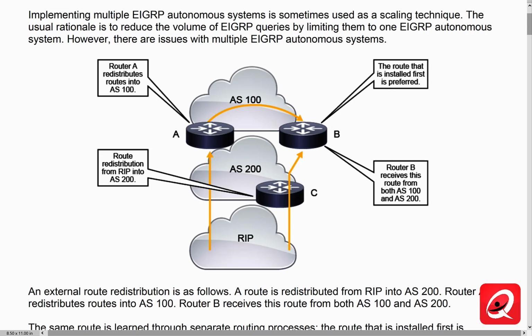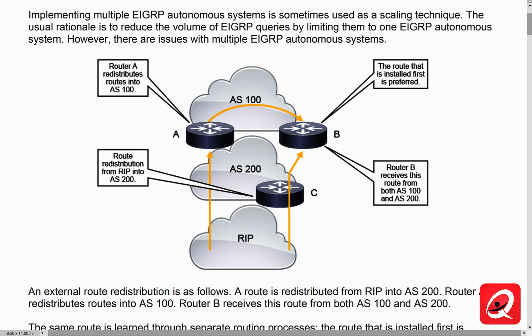And is it introducing some sort of suboptimal routing scenario where we're not routing the best way possible? All right, so we're redistributing a route from RIP into AS200 in this particular case. A then redistributes routes into AS100. Now, that's not as problematic because it's EIGRP to EIGRP. All right, but let's continue to walk through the scenario here.